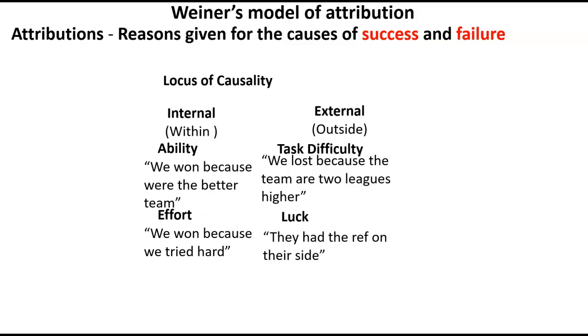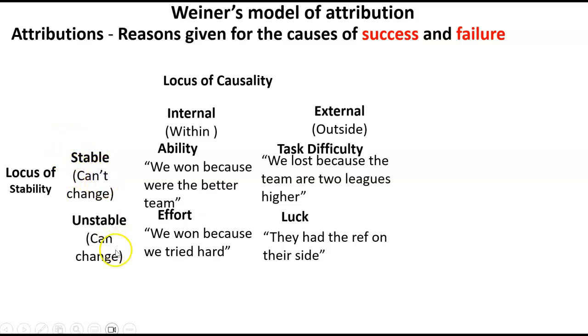Now the second way Weiner wanted to classify these types of attribution was the second dimension. He looked at the locus of stability. This directly links into whether the attributions are stable, which means they can't change, or unstable, which means they can change. If you follow my cursor across here, stable attributions are ability, because things like gross motor abilities such as speed and strength are relatively stable throughout your life. You inherit them, and they don't change that much.